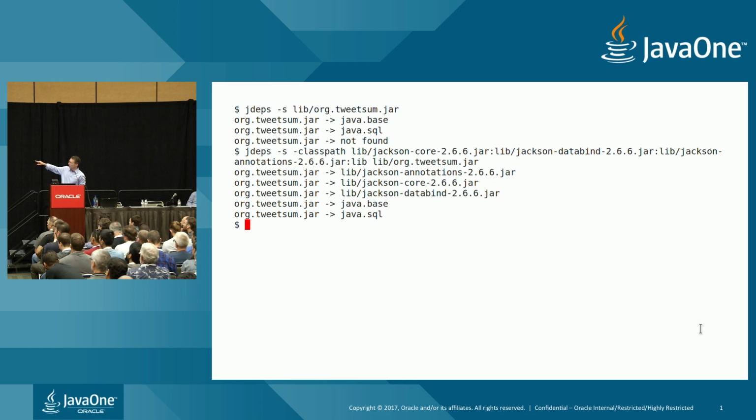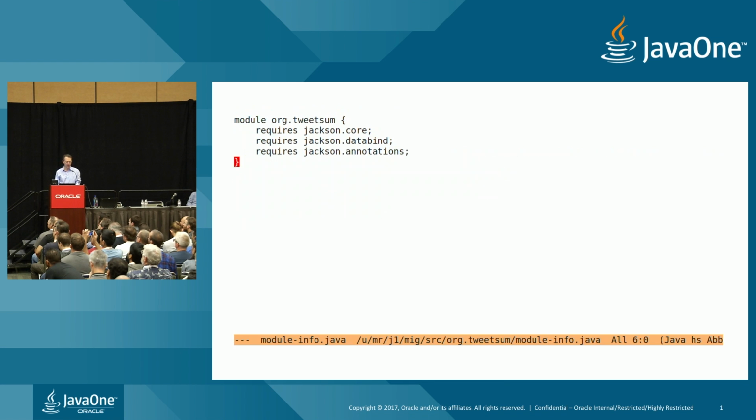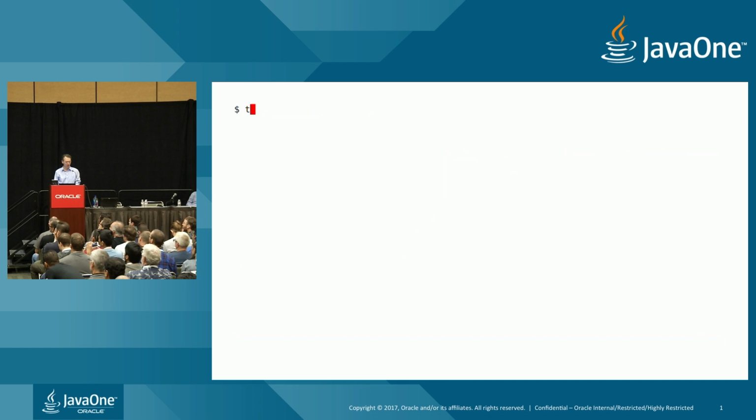It's also telling us, it noticed what we forgot, that the tweetsum jar is using the Timestamp class in the java.sql module. So we forgot that. We need to add that here: requires java.sql, otherwise it won't compile. It certainly won't run. All right, so we've got our modularized application here.